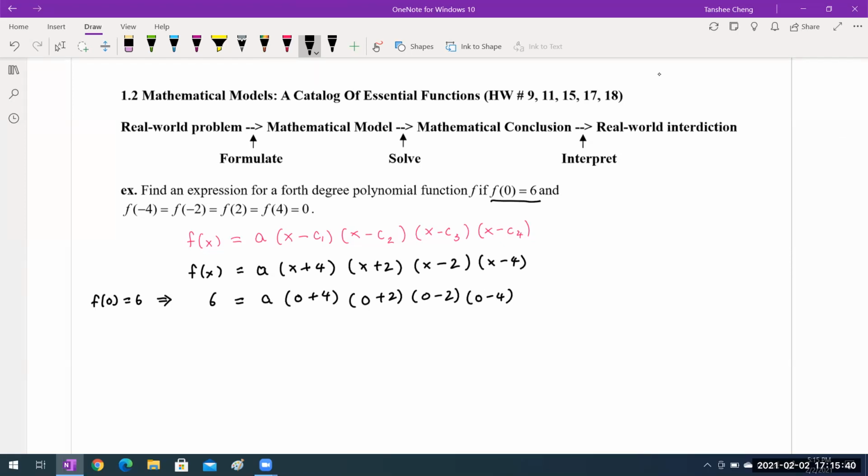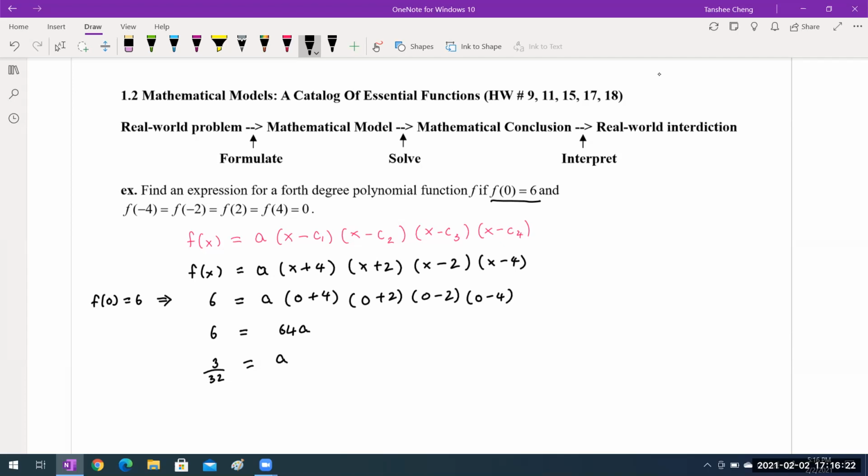So when we compute it, this gives us 4 times -4, which is -16. 2 times -2 is -4. So -16 times -4 is 64, right? So that will give me 64a, I should say +64a, my bad. Right? And finally, when I divide both sides by 64, that will give me a equal to 3/32. So this is what we get right here.